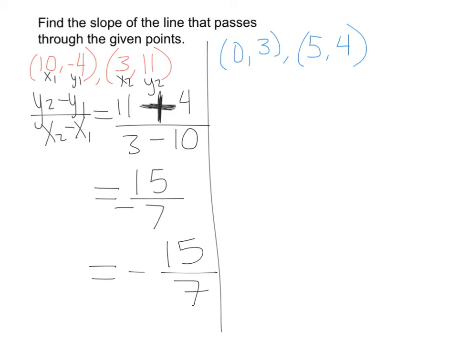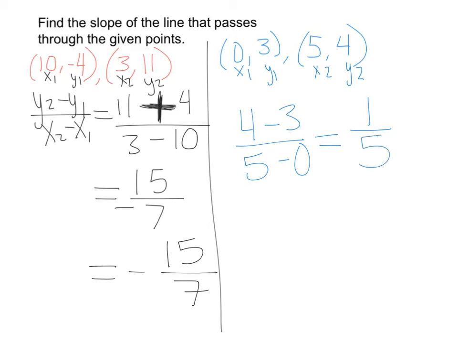For the second problem, same thing. I'm going to label this x1 and y1, x2 and y2, and then I'm going to plug them in. So 4 minus 3 over 5 minus 0. I get 1 over 5. And there's no way that I can simplify this, so I leave it as 1 over 5.